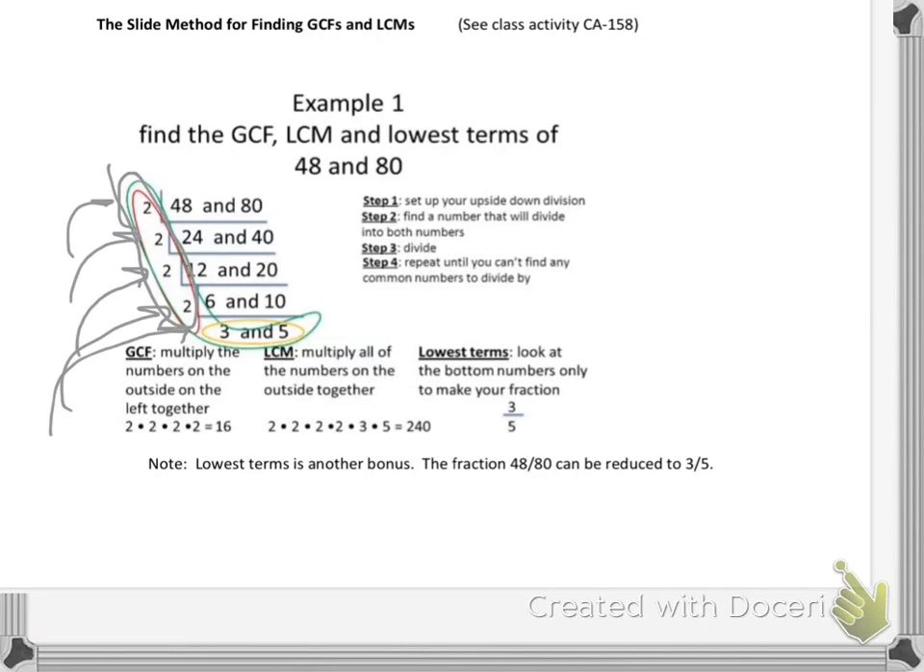So all of this work is important. Look at that and make sure you understand how you get GCF. GCF is the vertical numbers. How you get LCM: vertical times horizontal. And how you get a fraction expressed in lowest terms if your fraction is 48 over 80. So think about that. It's a very, very helpful method, the slide method.